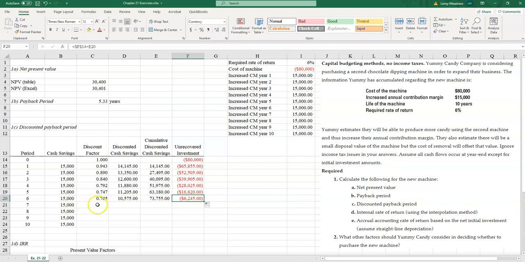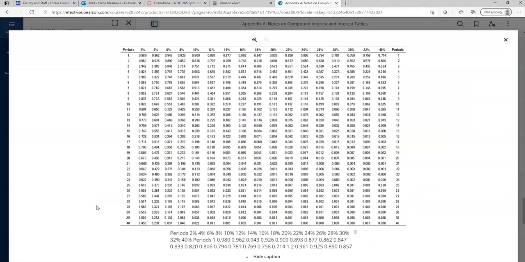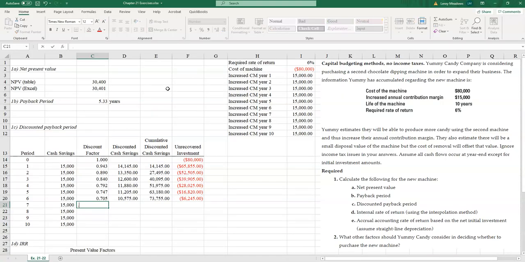Now, I'm going to go ahead to year 7, and figure out my discount factor for year 7. And if I go back to this table here under 6%, for year 7, 0.665. So let's take my discount factor, 0.665, multiply it by 15,000. This is my discounted cash savings. Now, how much left do I have to recover at this point? Well, I've recovered everything, so I don't have to recover anymore.